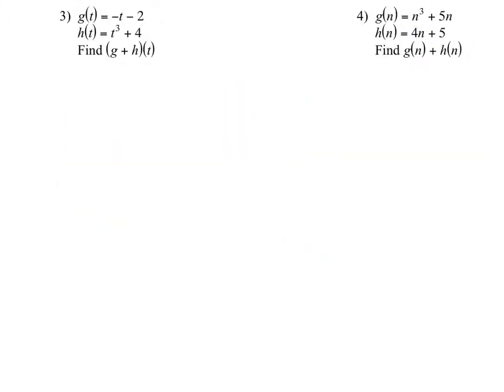So in this problem, it says find g plus h of t, which is like saying g of t plus h of t. So g of t is just negative t minus 2, plus h of t, which is t cubed plus 4. So we just combine like terms.